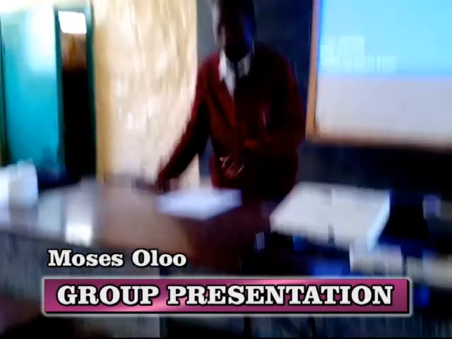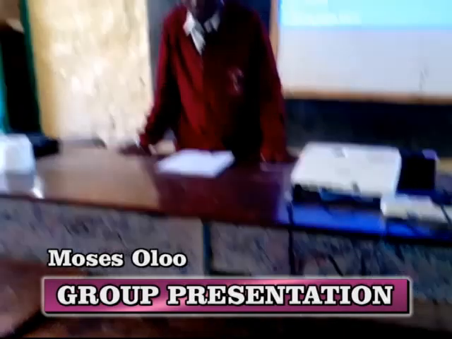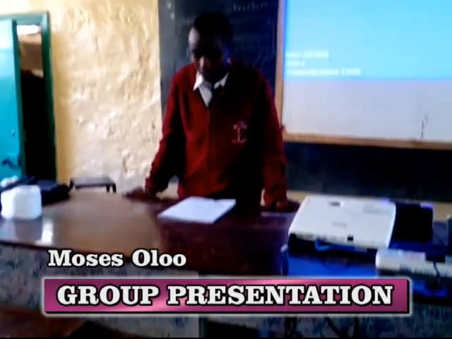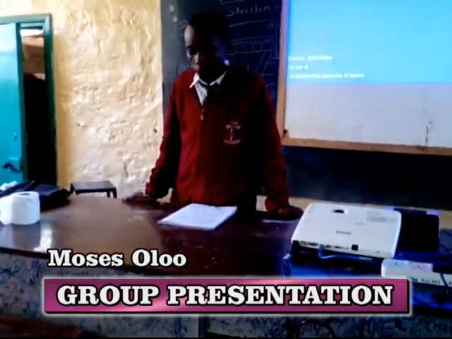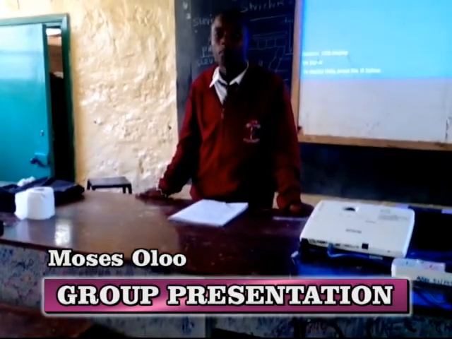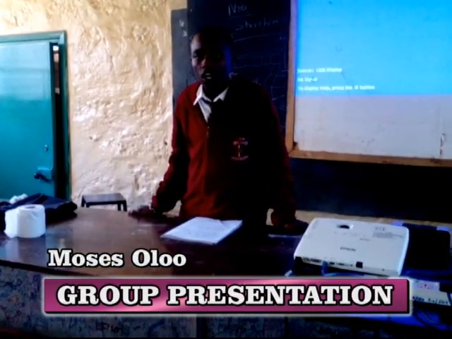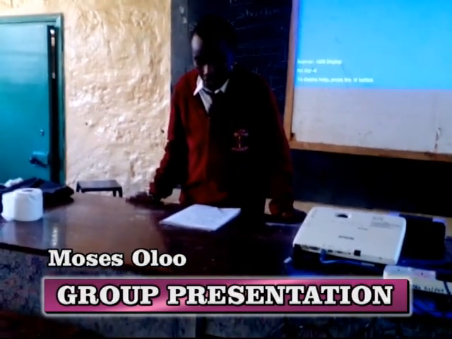So an atom, this is the smallest particle of an element that takes part in a chemical reaction. That answers the first question. Then we move on. In an atom, we have subatomic particles. And those subatomic particles are the protons, the neutrons, and then the electrons.